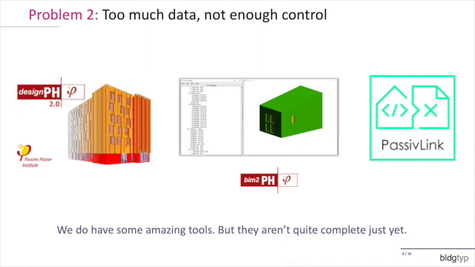I think they've done an incredible job. Things like Design PH, BIM to PH, Passive Link, these are incredible tools. But unfortunately, none of these tools actually gives us a complete building information modeling and passive house energy modeling toolkit, which is capable of executing a complete passive house energy model.